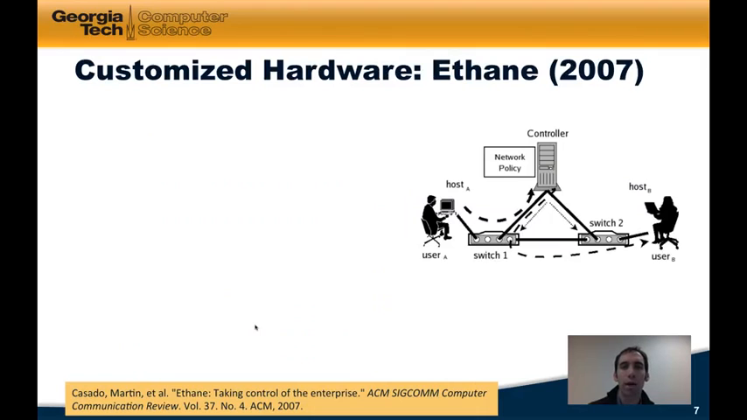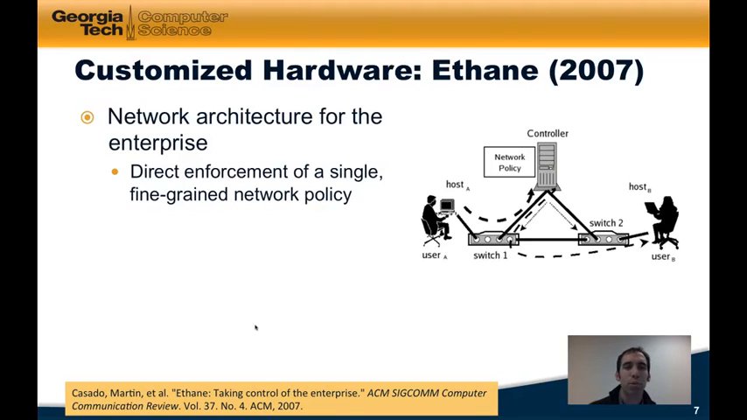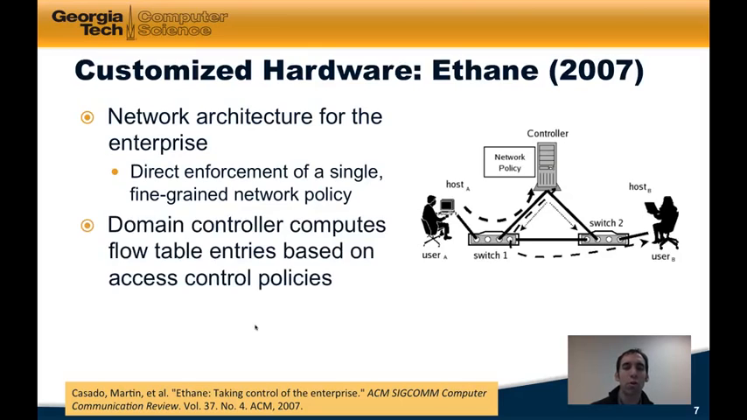Customizing the hardware in the data plane potentially makes it easier to support a much wider range of applications in the control plane. The first project to realize this was the Ethane project, which presented a network architecture for the enterprise which allowed direct enforcement of a single fine-grained network policy at something called a domain controller. That domain controller would compute the flow tables that should be installed in each of the enterprise's switches based on the access control policies defined at the domain controller.